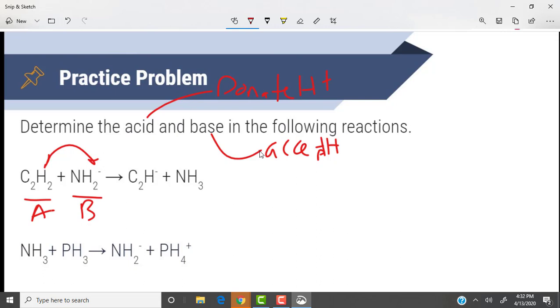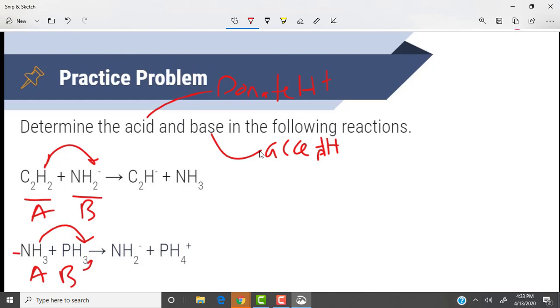In the following example, we can see something very similar. NH3 here donates a hydrogen to PH3, which makes it PH4, and NH3 goes to NH2-. So therefore, this is your acid, and this is your base. Okay? So it's relatively easy to look at a problem and be able to figure those things out.